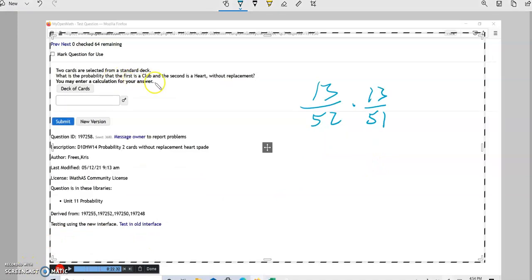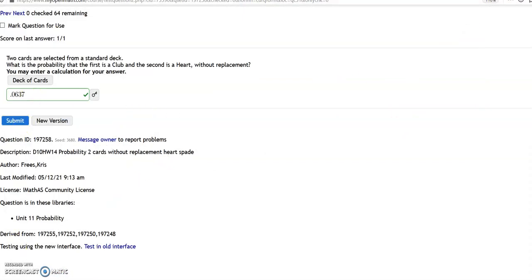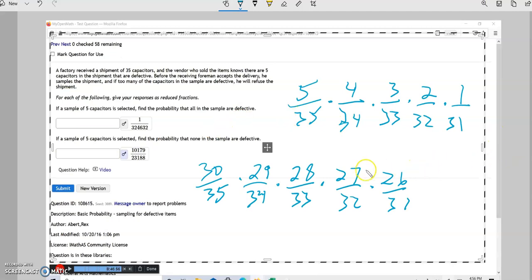Okay, you got first a club, second a heart, don't replace. So the probability of a club is 13 out of 52. I still have all my hearts, which are 13, but I have 1 less card in the deck, so times 13 out of 51. It's 13 times 13 divided by 52 divided by 51 equals 0.0637.